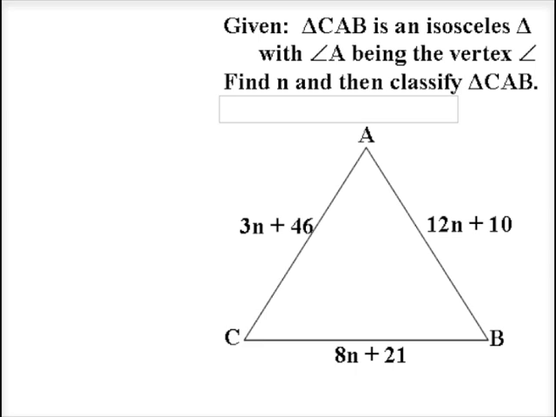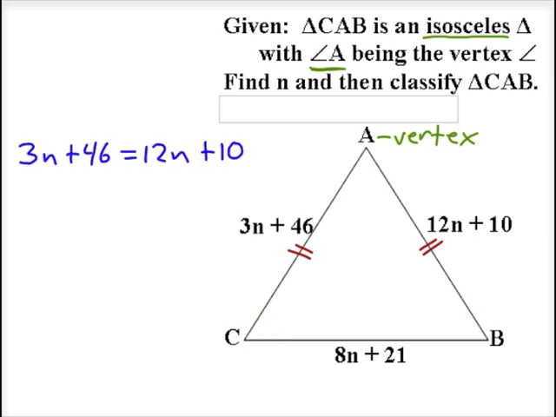All right, let's walk through the description of the problem. We know that triangle CAB is isosceles. And in particular, A is the vertex angle. So A is the vertex. That means that B and C are the base angles. So B and C are congruent, and then the sides opposite B and C would be the congruent legs. So the side opposite B refers to that segment, AC. The side opposite C refers to the segment AB. And so that means 3n plus 46 and 12n plus 10 must be congruent.